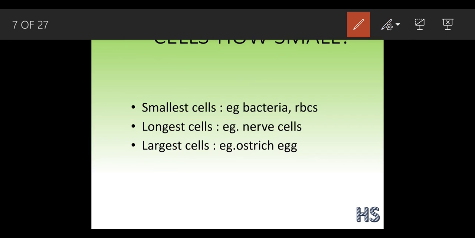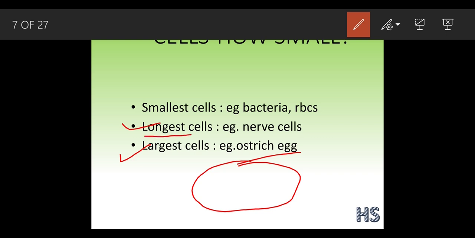Now we are going to talk about the largest. There is a difference between the longest and largest. Largest means in size. An ostrich egg is quite big. It is visible to our eye, and we do not need any microscope to see this. The longest means these nerve cells are there inside the body. Our whole body is made up of these nerve cells. And this was all about the ostrich egg.